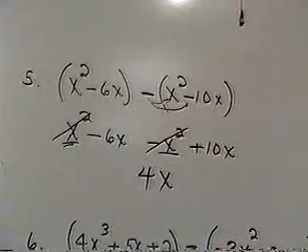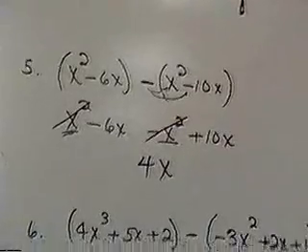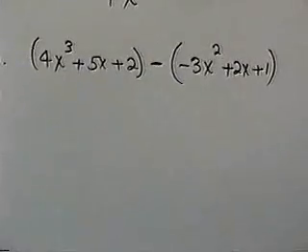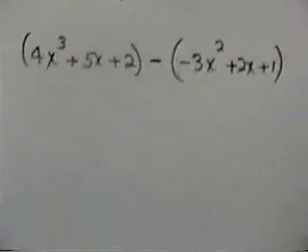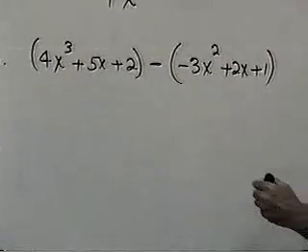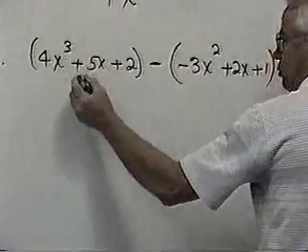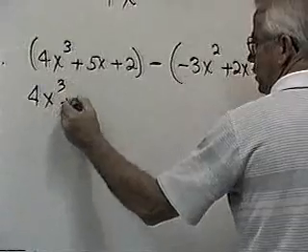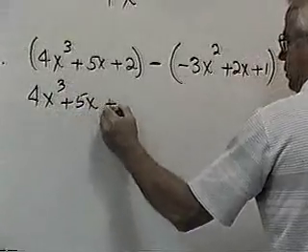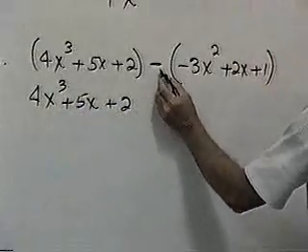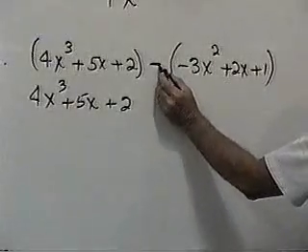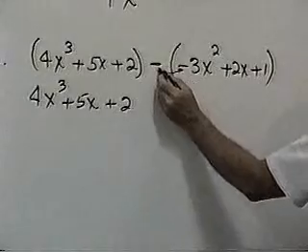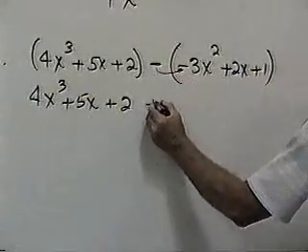All right, let's look at number 6. Just some more of the same work, but again, keep watching this and get the concept and the mechanical process drilled into you. So let's remove parentheses. That's 4x cubed plus 5x plus 2. Now, removing the parentheses with a minus in front of it, you change the sign of everything inside. Minus times a minus changes that to a plus.